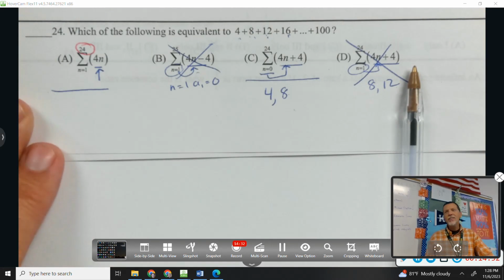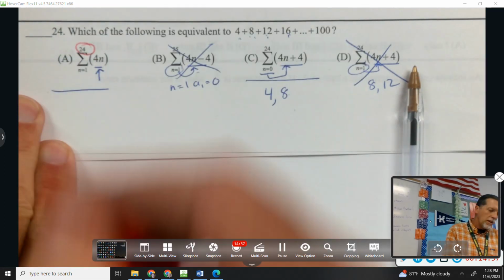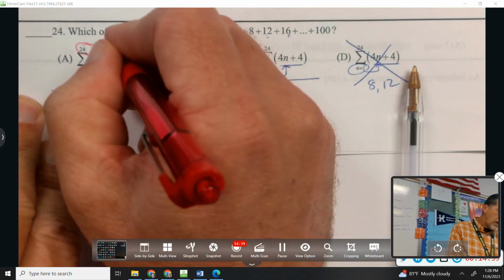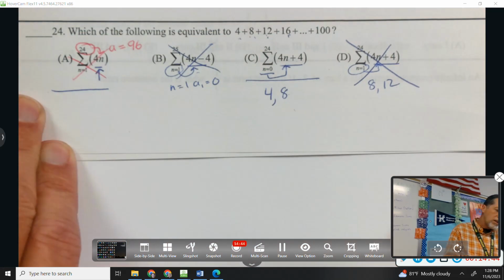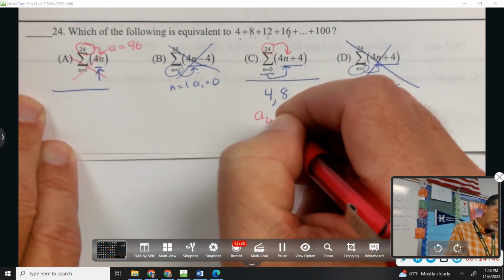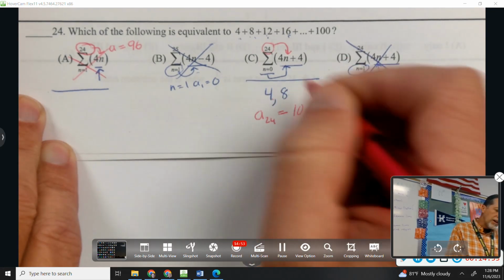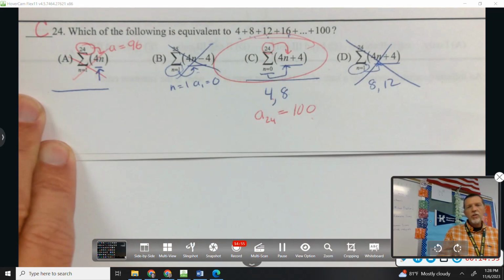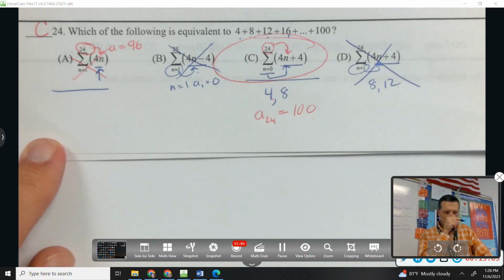So answer A is really tricky because it looks right until you think about that last term. If I plug in 24, my last term would be 96, so he's out. This guy, if I plug in 96, I would get 100. So it starts at 4, ends at 100, so answer choice C. Really tricky that A is the first answer choice, because that's the one that looks right until you get to the very end.